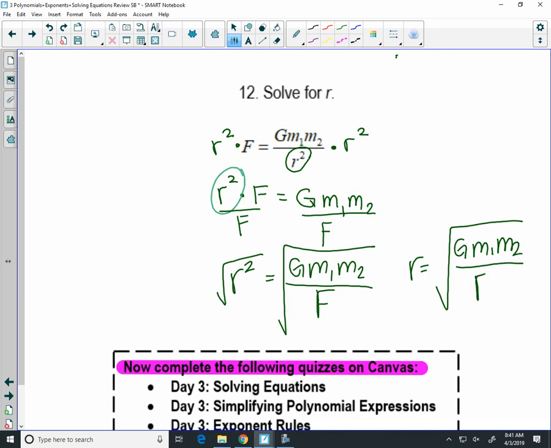just looks like that. I believe that when this was on the OST, it was a multiple choice question. And I think that one of their distractors was only having the square root over the top of the fraction. So just make sure if you're taking the square root, you do it over the whole thing. Okay, done.